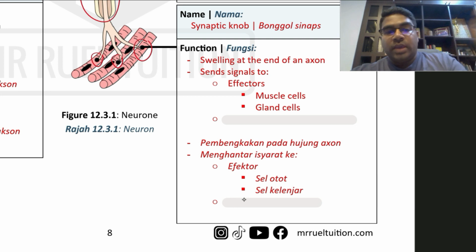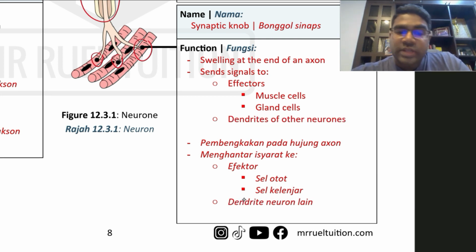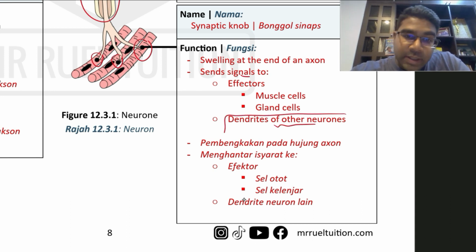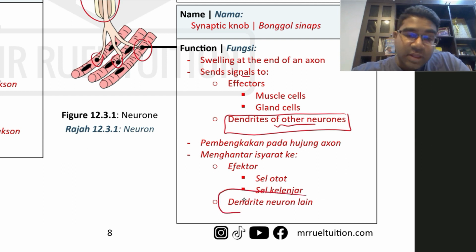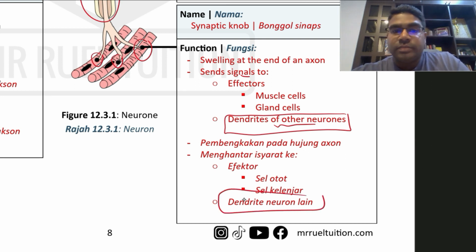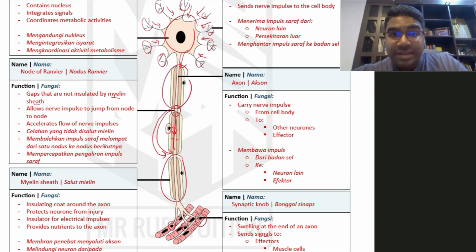Alright. Okay. So other than that, it also sends signal to the dendrites of other neurons. Inilah yang kita akan nampak dalam synapse nanti. This is what we will study in the synapse later. Dia menghantar ke dendrite neuron yang lain. Okay. So ini adalah contoh neuron. This is an example of a neuron.